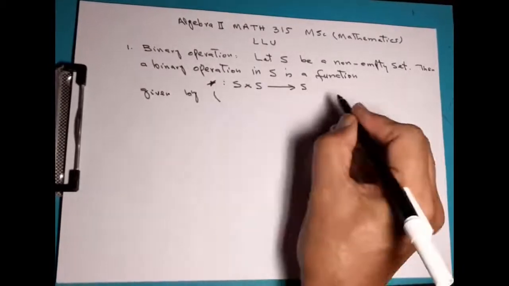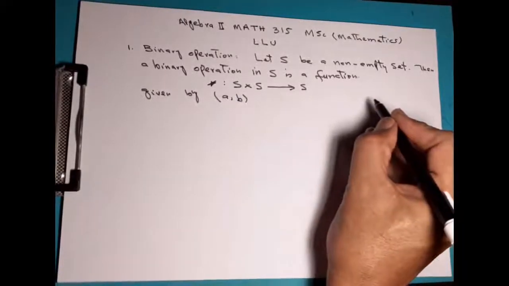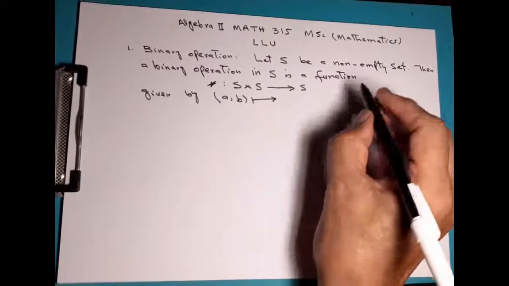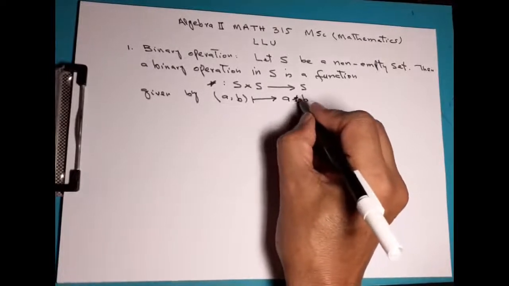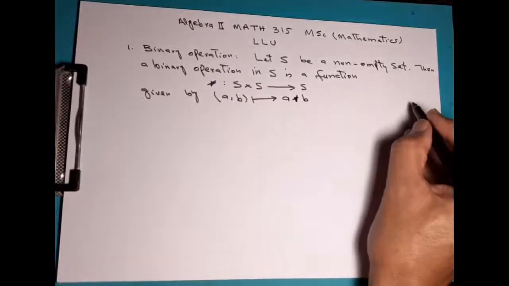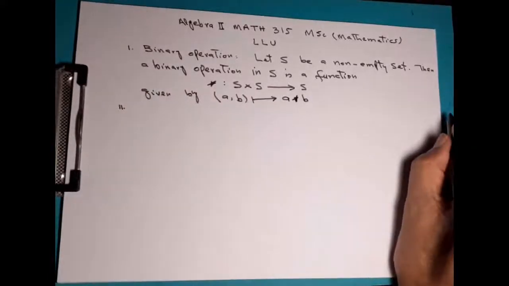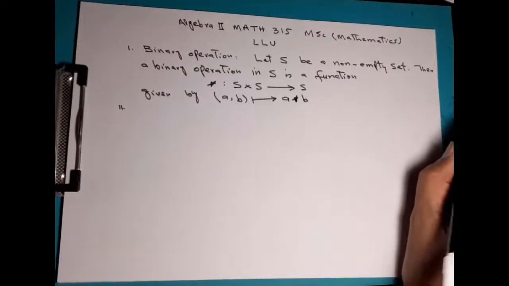if we are given any element of S cross S, let's say AB, this ordered pair belongs to S cross S, then under this binary operation, this ordered pair AB will go to A star B. So A star B would be an element of the set S. Hence, you can see that according to this definition, addition is a binary operation from the set of real numbers. Similarly, addition is binary operation in the set of integers.